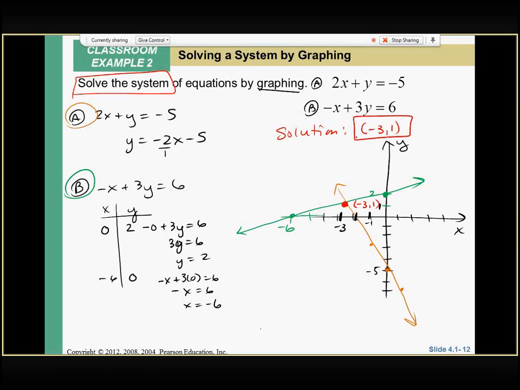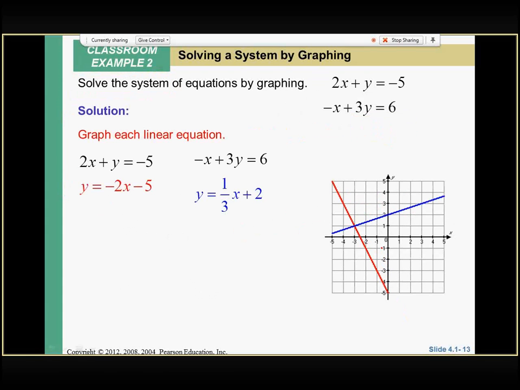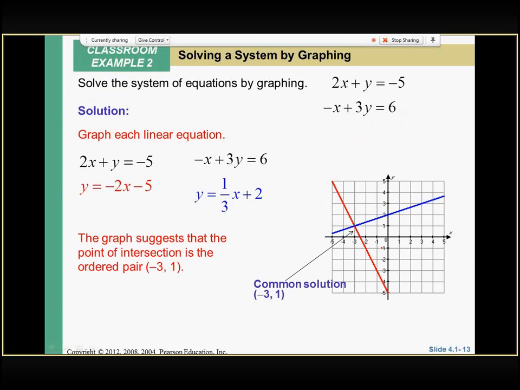And they're going to probably have nice numbers that work out there, so you don't have to worry about fractions. Okay, and then the book goes in and does it. So it's a little bit cleaner here. They put both of them in slope-intercept form, but they solved it and got (-3, 1) as well. So their graph's a little bit nicer.